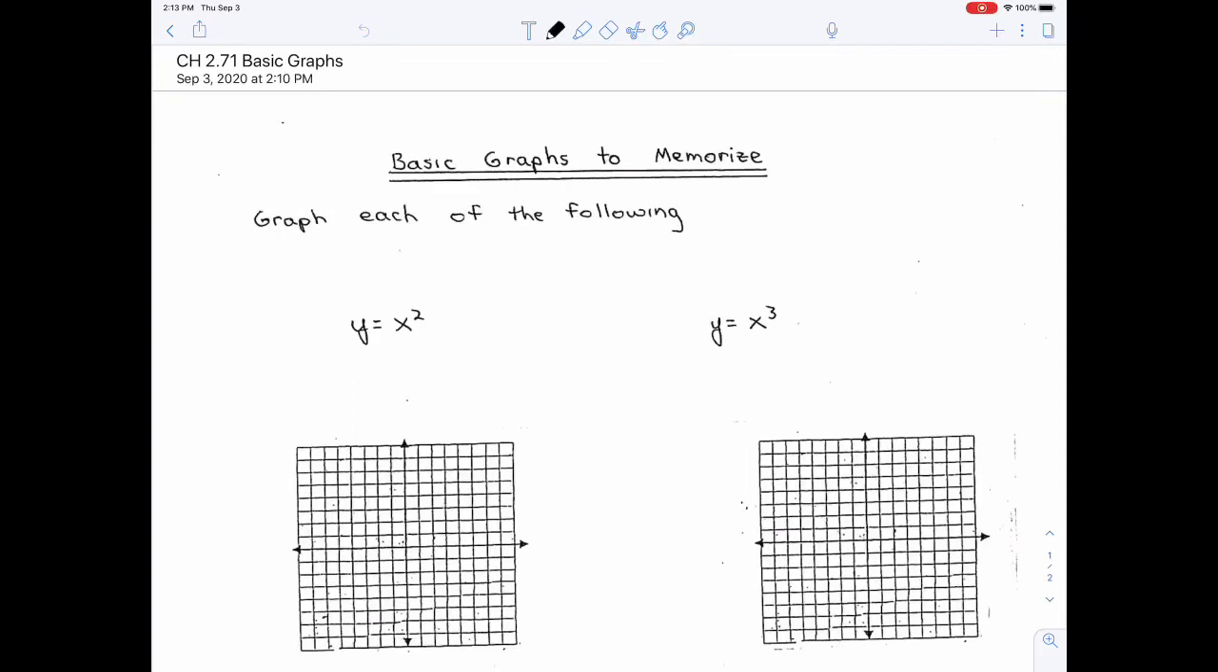Bonjour Mathletes. This one's going to be a while. This has got several videos to it. We're going to try and take it one step at a time. But where are we all headed with this in section 2.7?